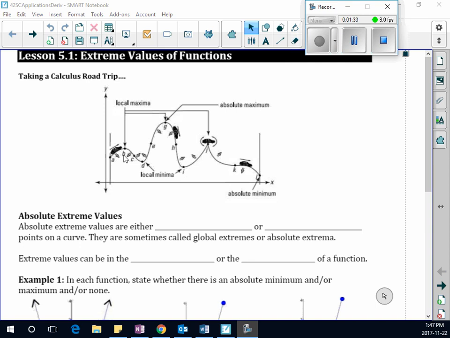After reaching the crest of the hill at B, you start going downhill. So, after B, the slope and the derivative are negative, and the function is decreasing. To the left of every local max, the slope is positive. To the right of a max, the slope is negative.